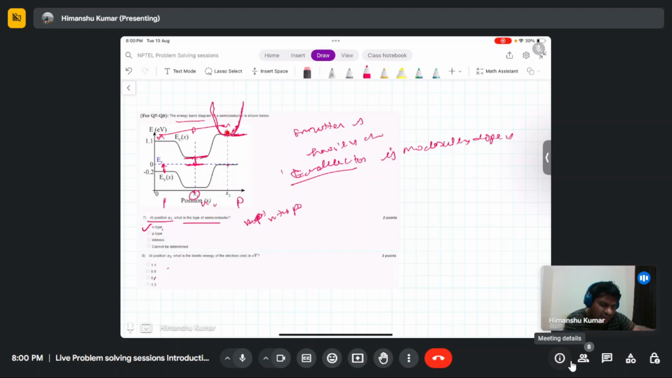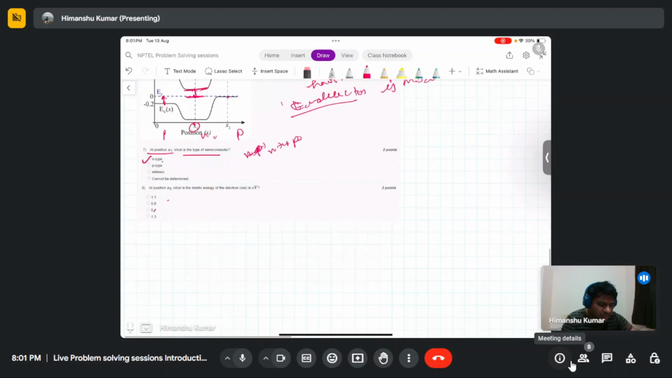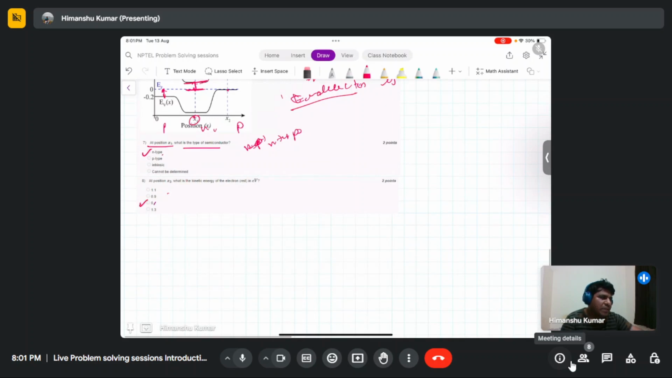But since the electron here is shown just at the edge of the band, the kinetic energy equals zero, and the only energy is the potential energy which an electron sees. So the correct answer is that the kinetic energy will be 0 electron volt.